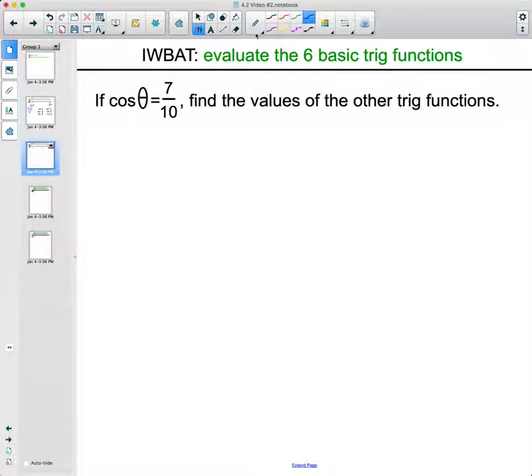So for this one, cosine, again, I'm going to draw the triangle. And it doesn't matter if you draw it to scale, just draw a right triangle. And then label it. So I'm going to put theta right here. And then cosine is adjacent over hypotenuse. So adjacent to this theta would be this one here at 7. Hypotenuse would be across from the 90. That one's going to be the 10.